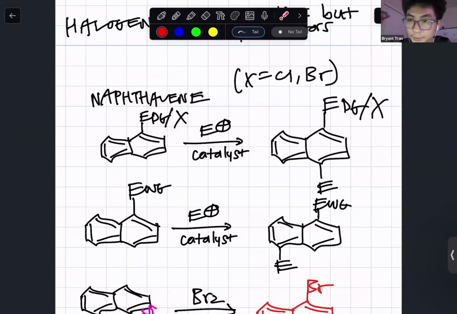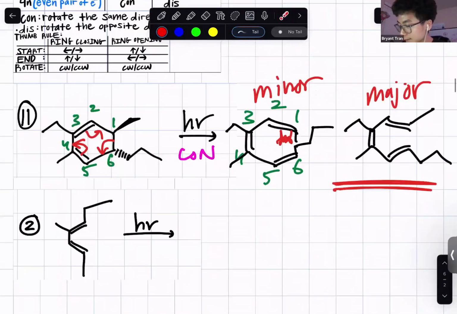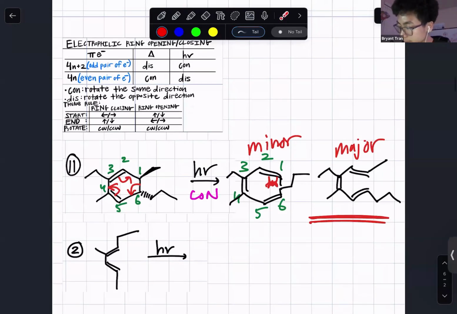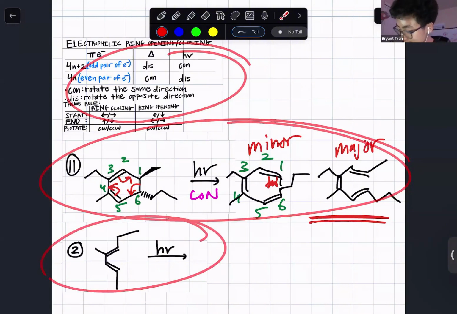Okay, so let's go over 17 and then 11 and then 19. Oh, before we do that though, let's finish off this ring opening, ring closing reaction. We did ring opening already with the thumb rule. Now we're going to do ring closing here, right?